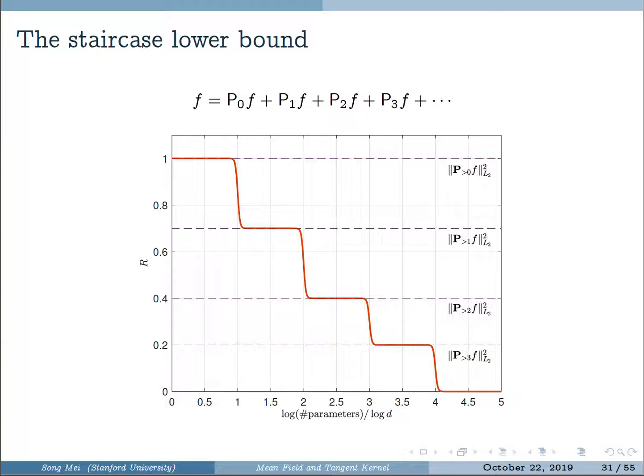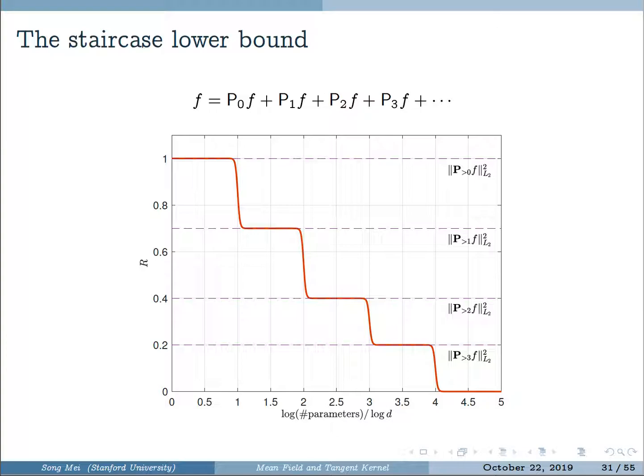So when the number of parameters is less than the dimension, we can only fit a constant function. When the number of parameters is less than d squared, we can only fit a linear function. And when the number of parameters is less than d to the 3, we can only fit a quadratic function, and so on and so forth.